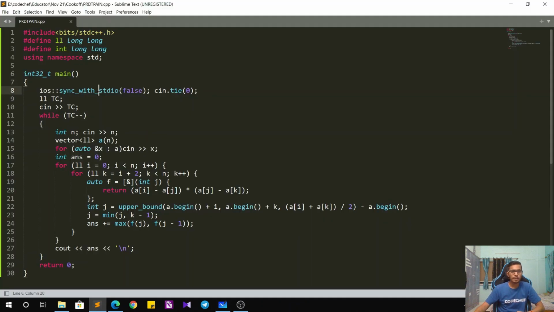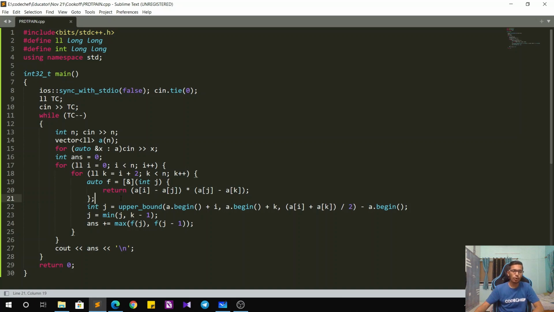So the implementation in C++ goes as follows. We take the input for number of test cases. Now we take the input for array. The array is already sorted, so we don't need to sort it explicitly. Then I create an answer variable which is initially 0. Then I iterate over all possible subarrays, that is the endpoints of the subarrays. So the endpoints are i and k. So I iterate over them, and then I have a function f which takes an index j and returns me the value of the expression, that is (ai minus aj) into (aj minus ak).